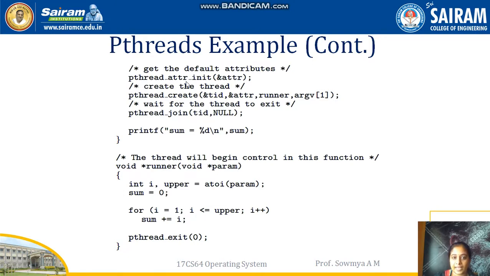pthread_attr_init initializes the pthread attributes, and then we create a thread. pthread_create is a function; if you call this function, a thread is created. For the creation of a thread, you have to pass the thread identifier, the thread attributes, the function that the thread you have created has to execute, and the argument values.